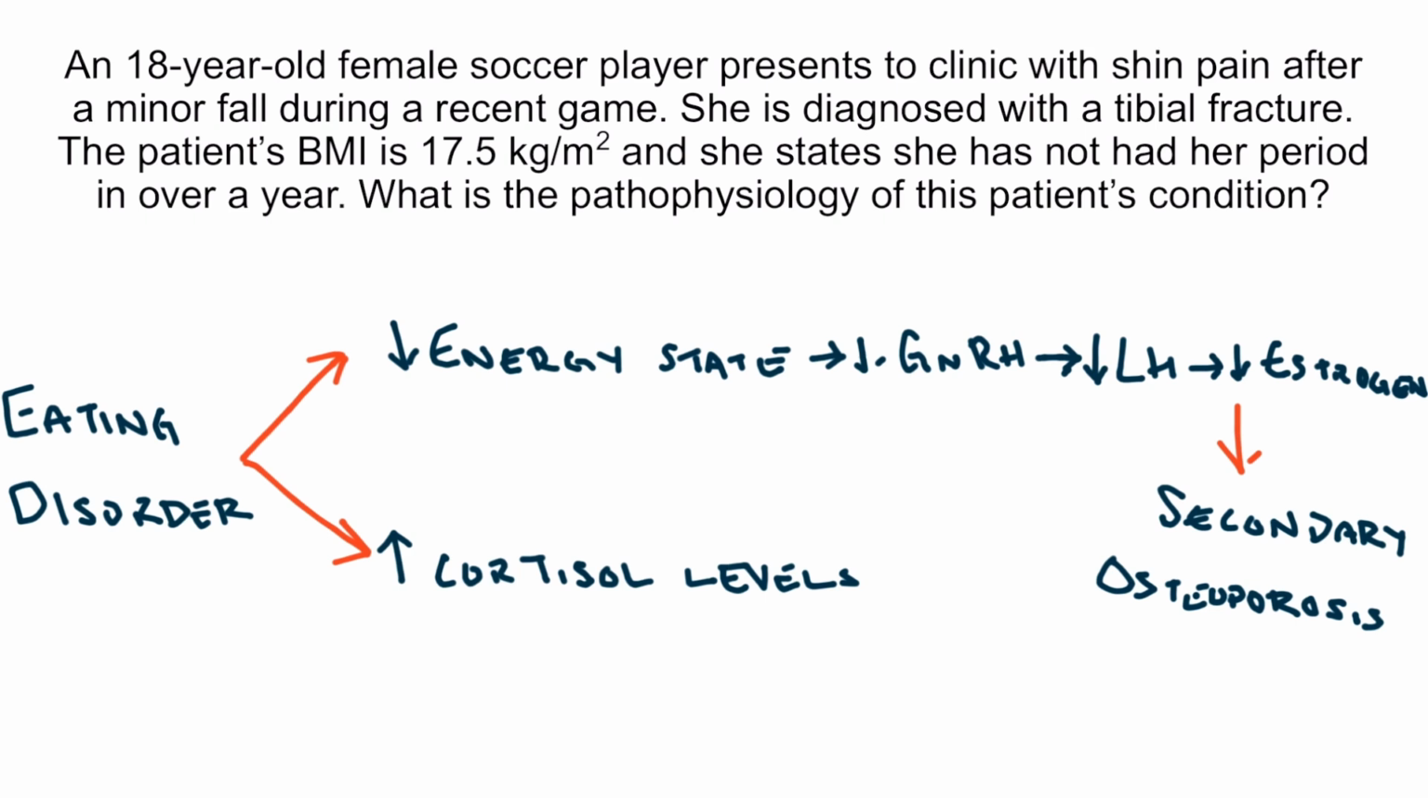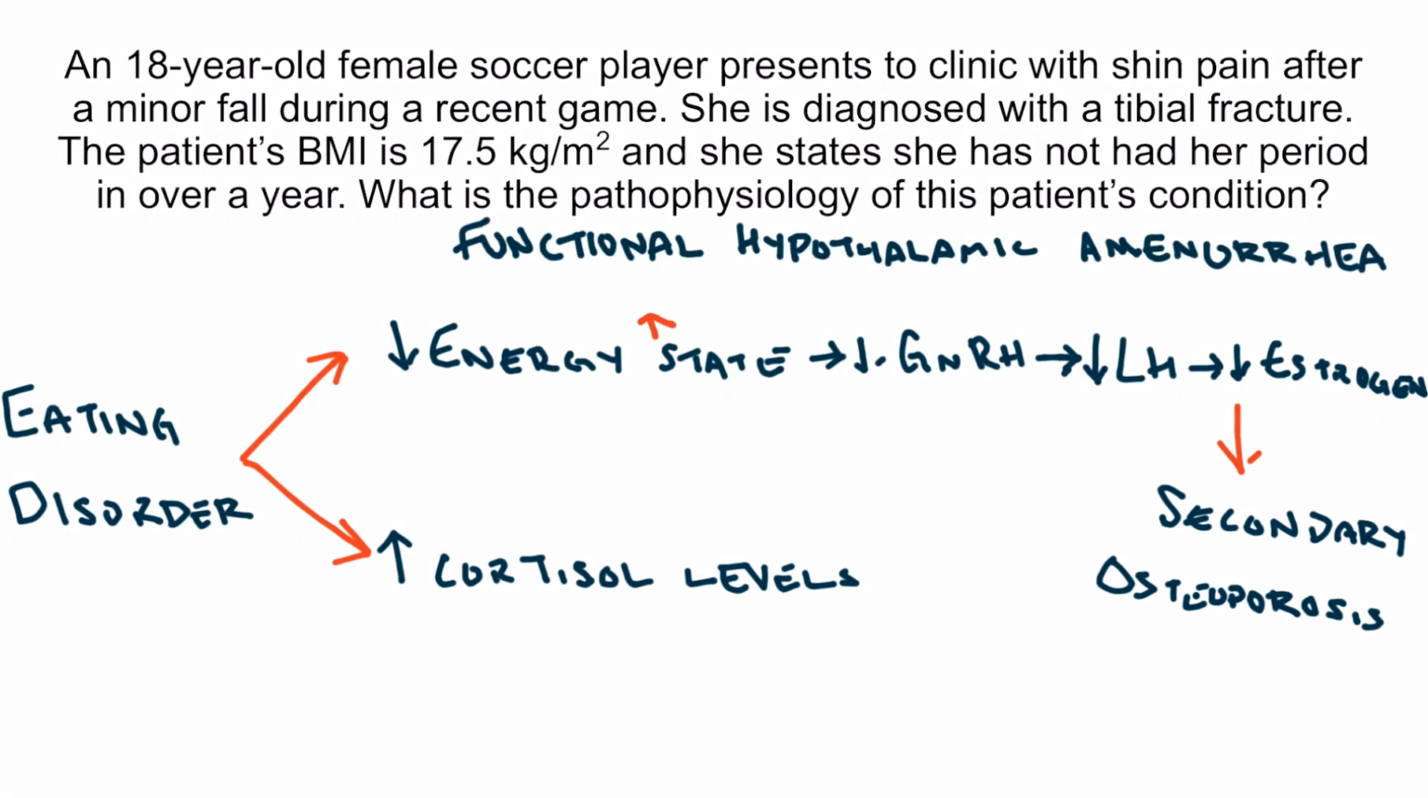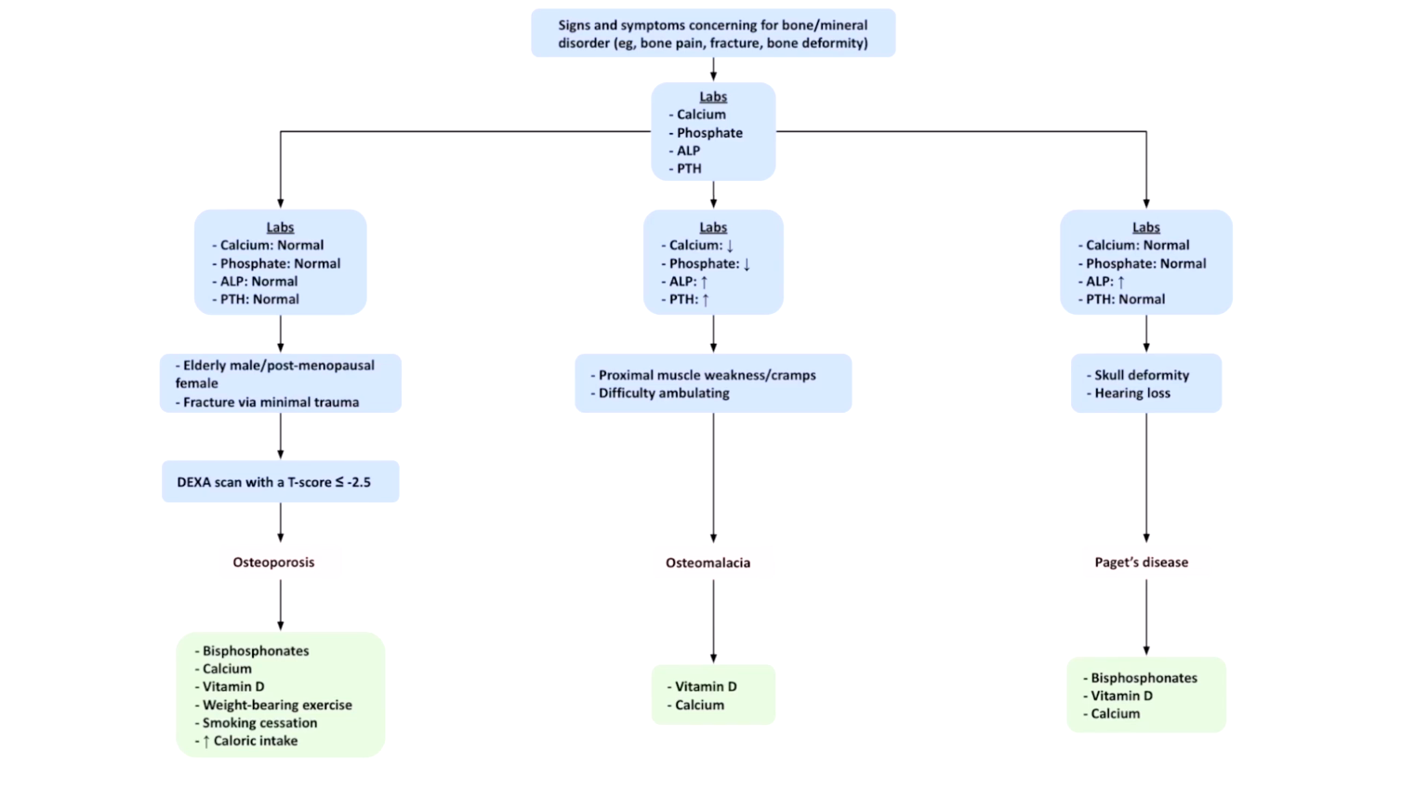Now, because the hypothalamus is to blame for the lack of a menstrual period in many of these patients, you may see this referred to as functional hypothalamic amenorrhea. Additionally, the stress this condition places on the body causes increased cortisol levels, which can also contribute to that secondary osteoporosis.